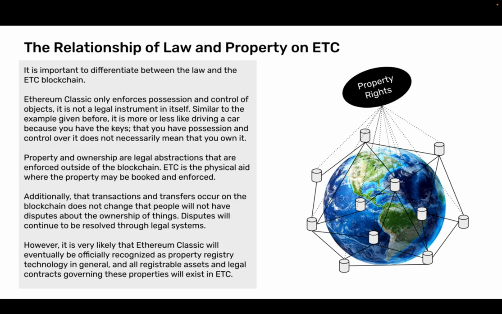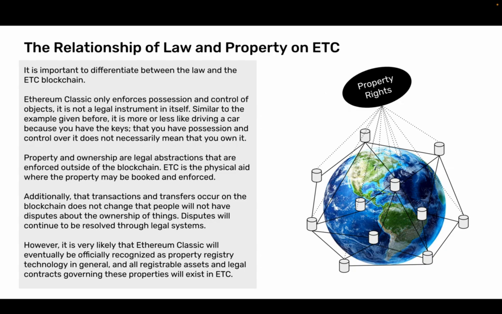The relationship of law and property on ETC. It is important to differentiate between the law and the ETC blockchain. Ethereum Classic only enforces possession and control of objects. It is not a legal instrument in itself. Similar to the example given before, it is more or less like driving a car because you have the keys. That you have possession and control over it does not necessarily mean that you own it.